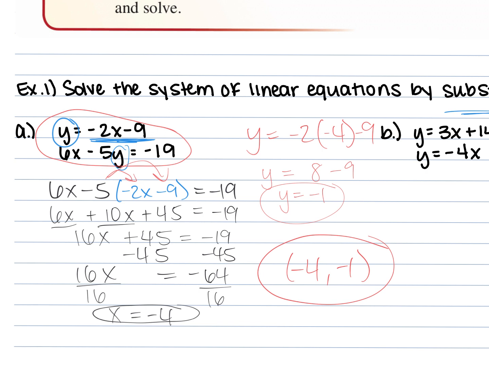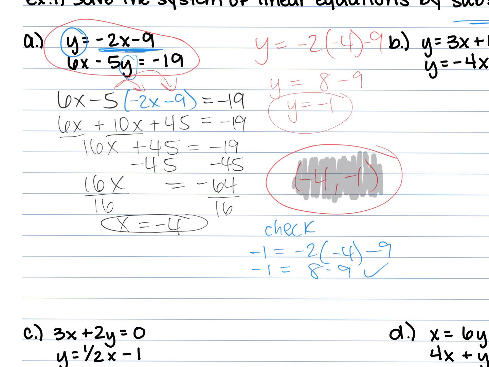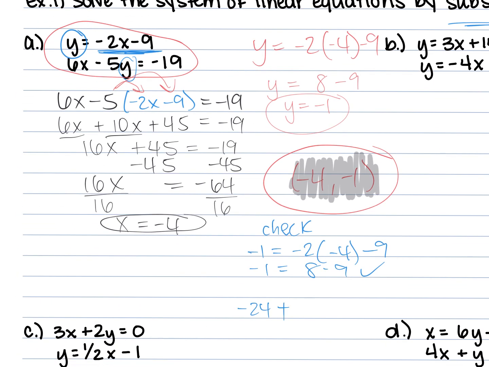Go back and check it, people, okay? Take these two values and plug them into the OGs, the originals, and make sure that they work. Let's do it together. So let's plug it into the first one. Let's label this our check. Our check is going to be -1 equals -2 times -4 minus 9. -1 equals 8 minus 9. That is correct. Plug it into the second one. It's going to be 6 times -4, which is -24, minus 5 times -1, which will give me a +5, equals -19. -19 equals -19.